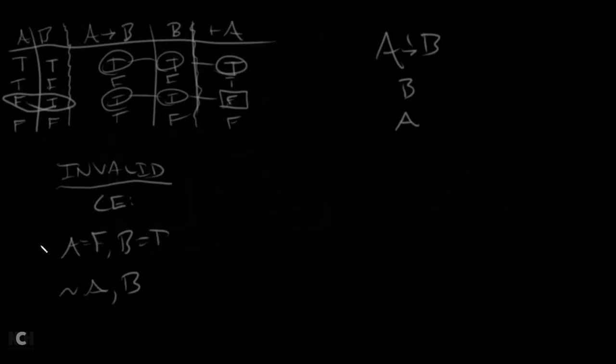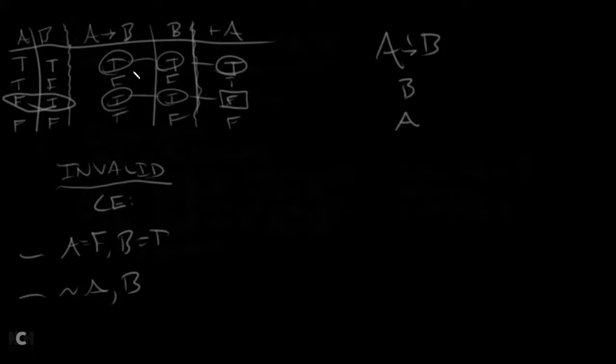Now I can write it this way. This is one way of writing it, or I can write it this way. Either way, they both say the same thing. When A is false and when B is true, this argument does not work. So those are the conditions in which this argument does not hold. There's no proof for this argument for this reason. So that's the table method.